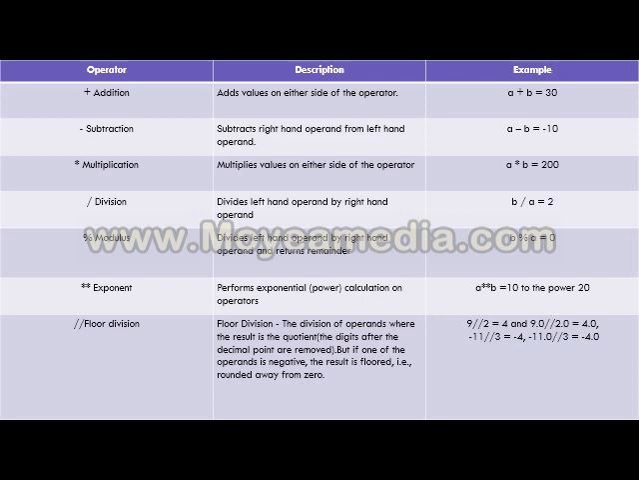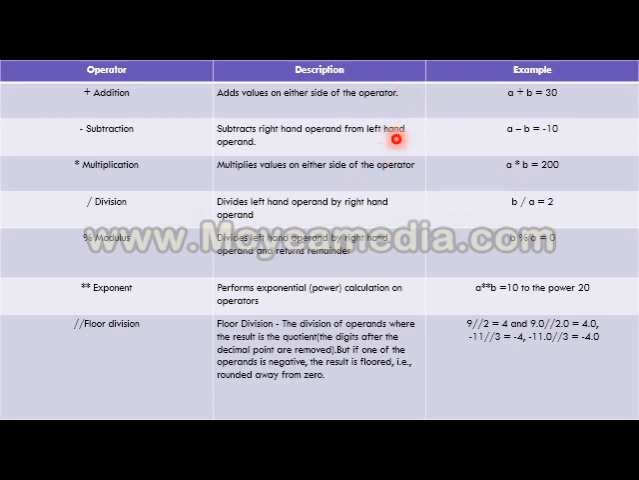So, what does the addition perform? It adds values on either side of the operator. Here the two operands A and B are used, and plus is the operator. So it just adds the two operands. Here A is 10, B is 20 and the value we get is 30. Then subtraction subtracts the right hand operand from the left hand operand, that is 10 minus 20 is equal to minus 10. Then comes the multiplication operator. It multiplies values on either side of the operator, that is 10 into 20, 200.